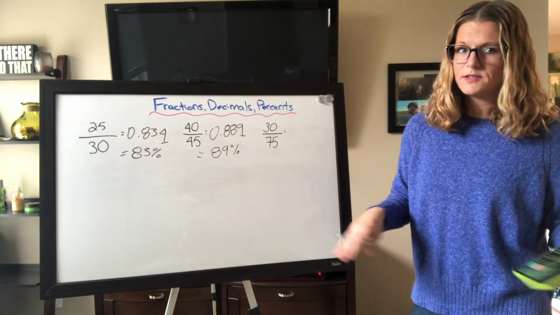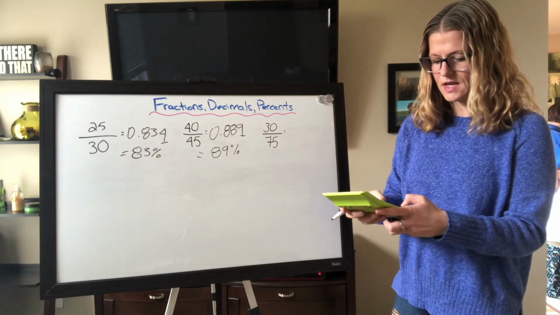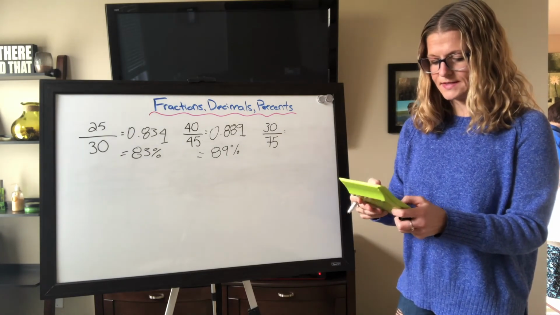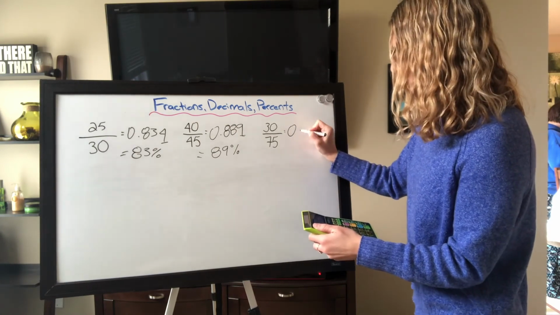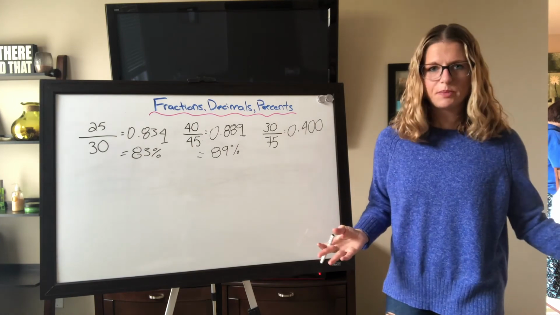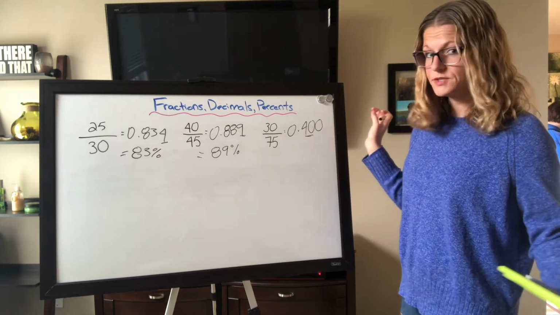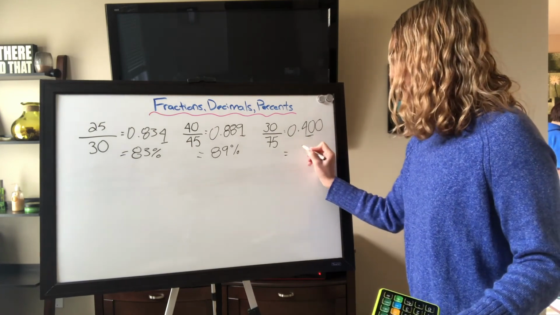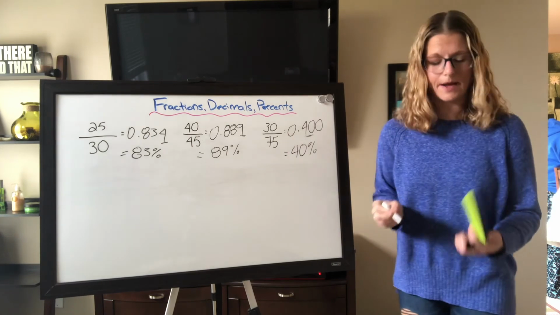Did another test. Not as good this time. I got 30 out of 75. So I'm going to take 30 and divide it by 75, which equals 0.400. Super easy. Now I can see right here that I don't need to round at all, so my percentage would be 40%. Well, I failed that test, but hopefully I'll do better next time.